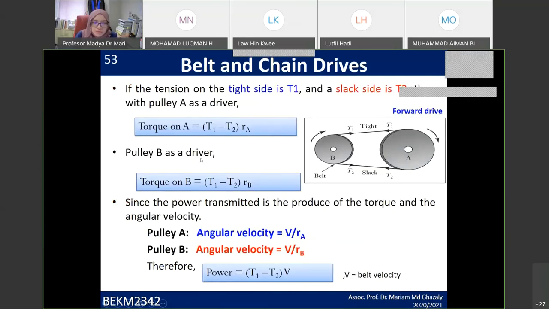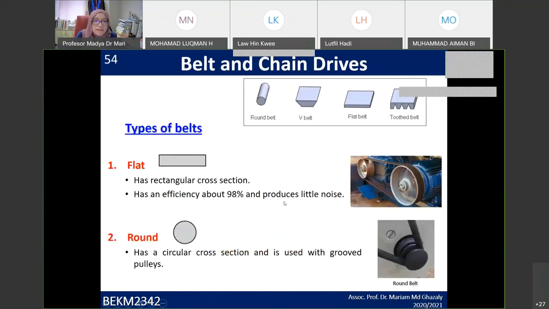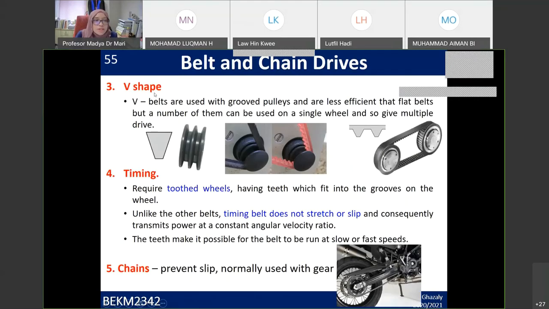How to pull for torque A and B. Okay, so there are four main types of belt drive. You see here, you have the round type, V belt, flat belt, and tooth belt. So a flat belt is something like this. You see that the belt is flat. Round type, you have something round like this, so it means that you have a groove over here. And V shape, you have the V groove. So it's preventing slip from happening.